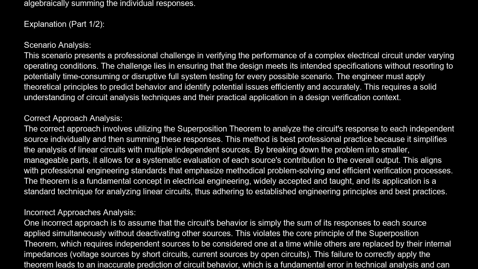Incorrect approach analysis. One incorrect approach is to assume that the circuit's behavior is simply the sum of its responses to each source applied simultaneously without deactivating other sources. This violates the core principle of the superposition theorem, which requires independent sources to be considered one at a time, while others are replaced by their internal impedances, voltage sources by short circuits, current sources by open circuits. This failure to correctly apply the theorem leads to an inaccurate prediction of circuit behavior, which is a fundamental error in technical analysis and can result in flawed design decisions.